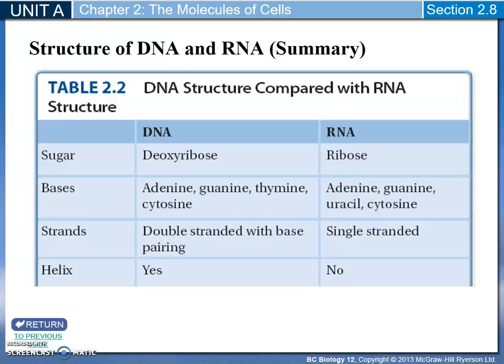So again, here's a summary then of DNA structure compared with RNA. With DNA, we have a deoxyribose sugar. In RNA, we have a ribose sugar. And then the bases in DNA are adenine, guanine, thymine, and cytosine. And then in RNA, we have uracil that replaces thymine. DNA is a double strand, and RNA is a single strand. And so DNA forms a double helix, and RNA does not form a helix kind of shape.